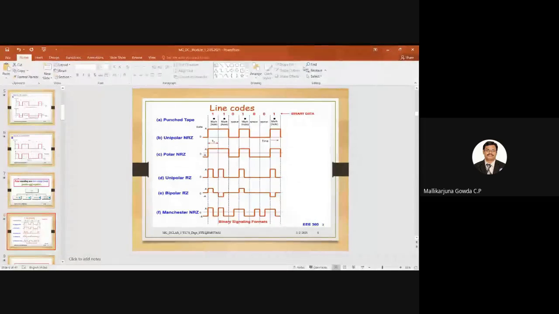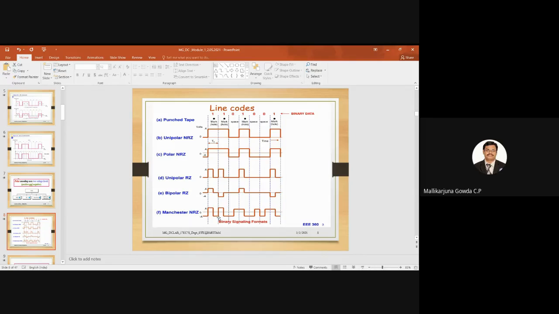I said in case of Manchester, data 1 will be represented by what? Plus 5 volts for half of the bit duration. Another half of the bit duration, it will be represented by minus 5 volts. So with this example, the first bit is 1. That is why I am representing with plus 5 volts for half the bit duration. Again, there will be a transition at the mid of the bit duration. So it comes back to minus 5 volts.